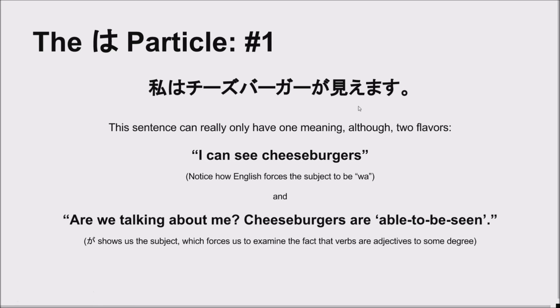Alright. Hopefully that helps you out. The ga is the subject. Watashi wa shows us to what the rest of the sentence applies. Cheeseburgers are able to be seen? Well, we're talking about me being able to see them. What are we talking about with able to be seen cheeseburgers? Me. I am able to see cheeseburgers.